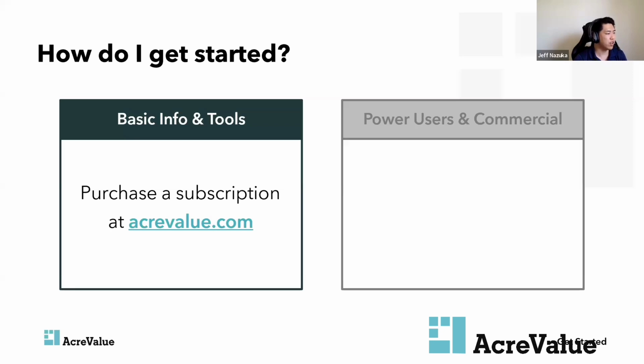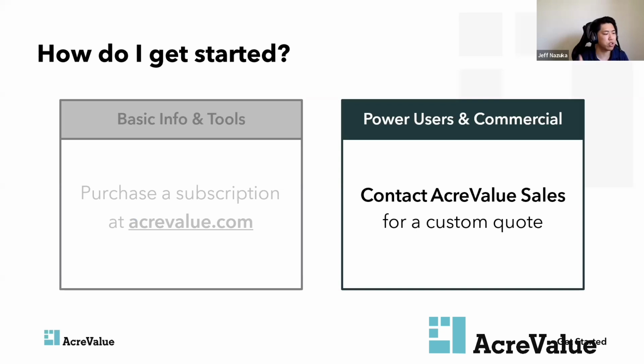So on Acre Value, of course, we do have quite a bit of basic information and tools which you can start to explore through a subscription to the website. Everything that I've reviewed so far, so that includes the search by radius, the custom landowner mailing lists, as well as sales exports, these are going to be available for folks who are power users and commercial users. And for that, you'll want to get in touch with Acre Value sales team for a custom quote. That is including myself and the rest of my account executive team here as well.